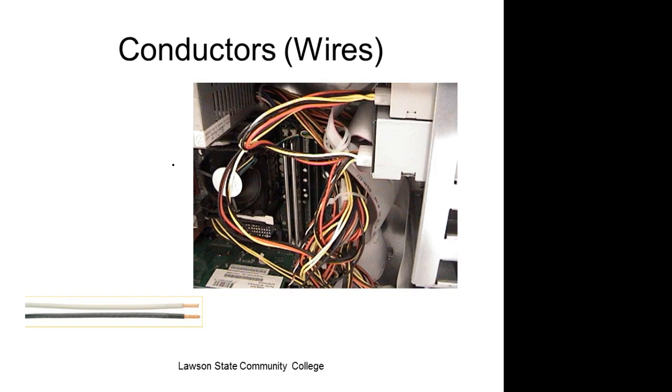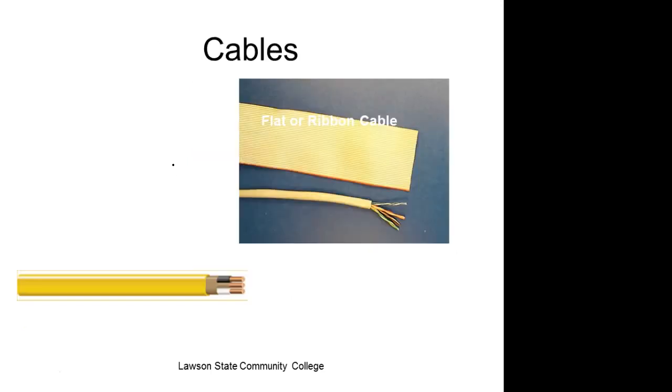And then these are conductors. So these would be individual conductors. And of course, these would be cables. So this is Romex. Yellow means it's a 20 amp cable, 12 gauge, and then the white indicates that it's 14 gauge. So they're even colorful.